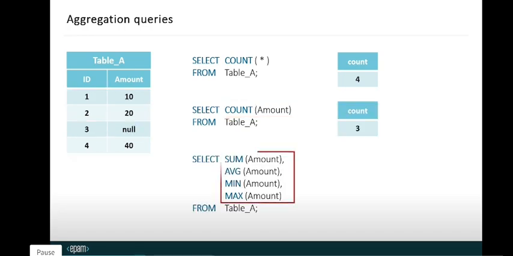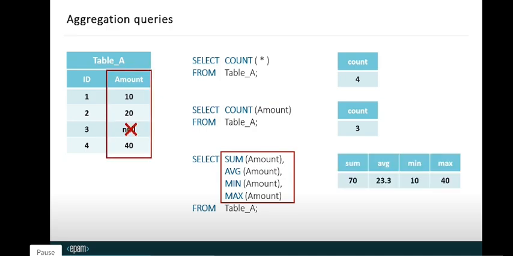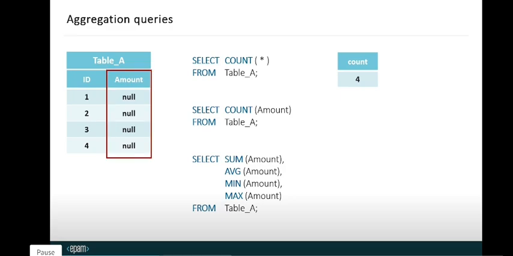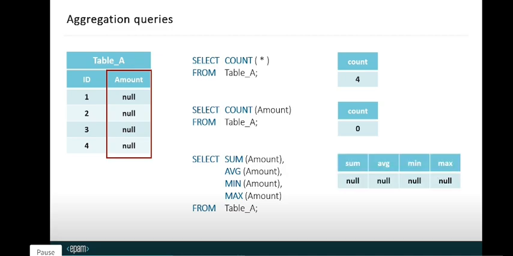Likewise, other aggregate functions do not take into account null values. If all the values in the amount column were null, then the count function would return 0, while the sum, avg, min, max functions would return null.